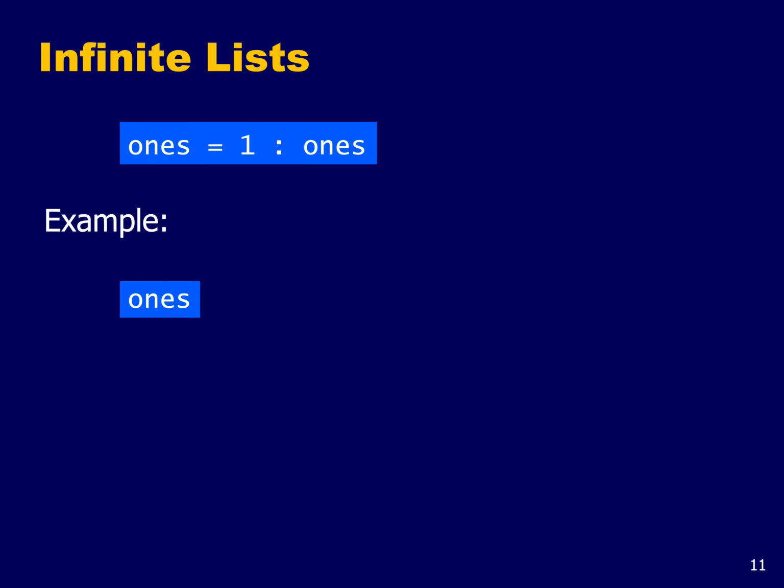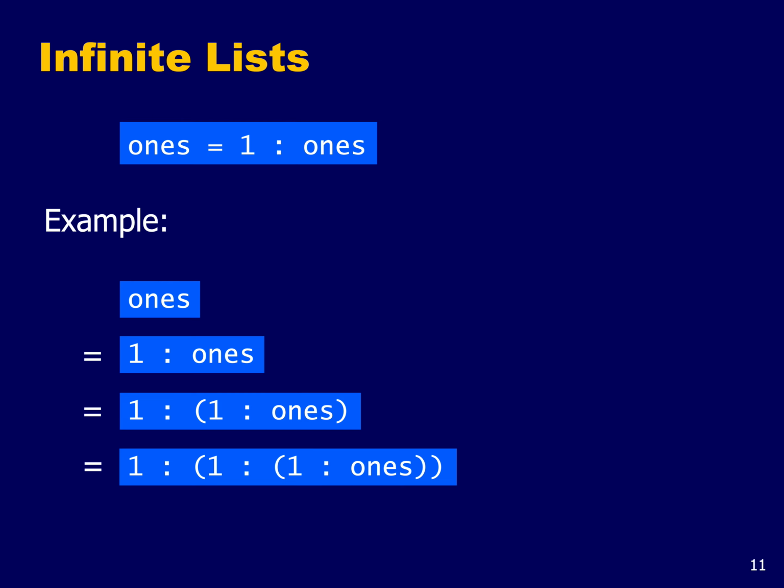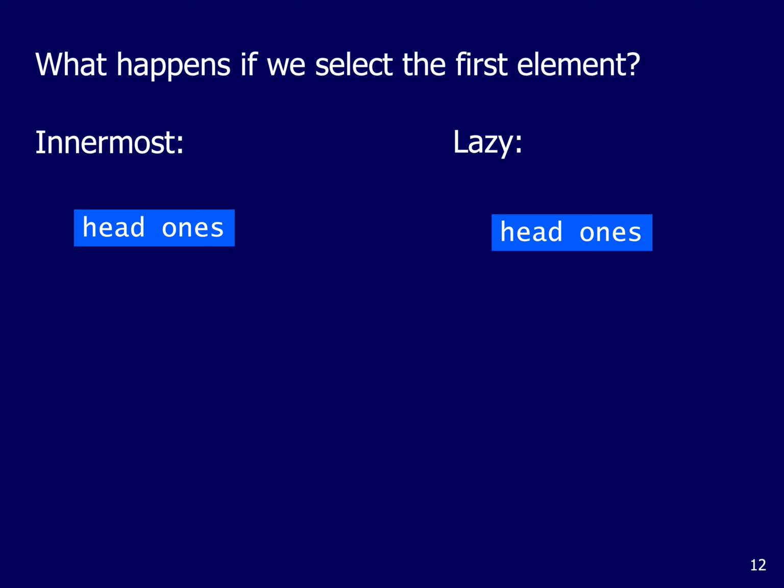If we go to the example now and think about how you evaluate ones, in this case it doesn't matter what evaluation strategy you use, because at each point in the evaluation there's only one thing which you can expand, which is the definition of ones. If we expand ones, we get 1 followed by ones, and then we expand ones again and we get another one, then we expand ones again and we get a third one. Of course, this can go on forever. And in this manner, you see that the equation at the top of the slide represents an infinite list of ones.